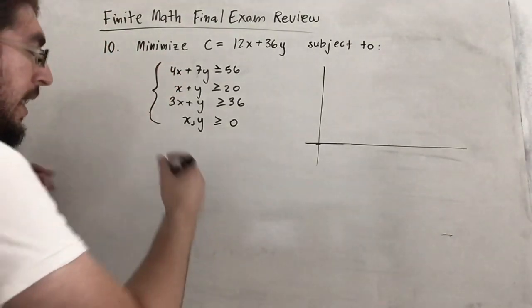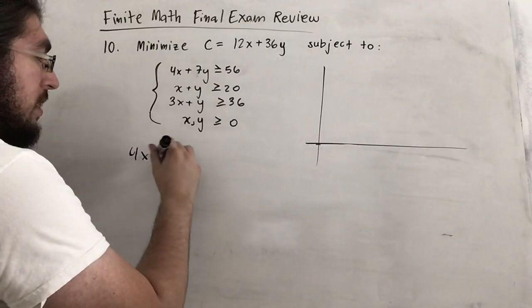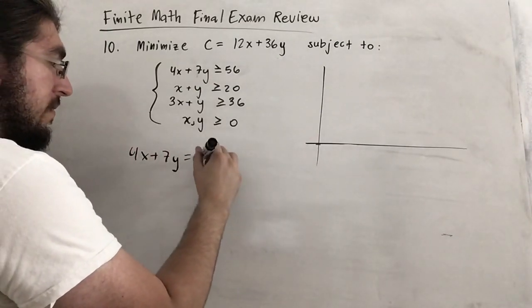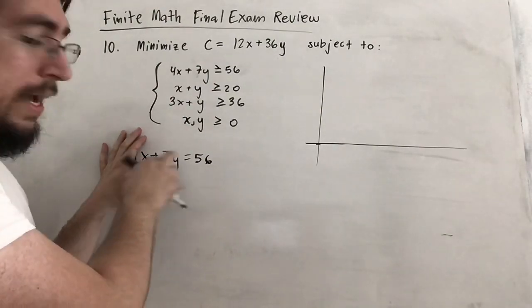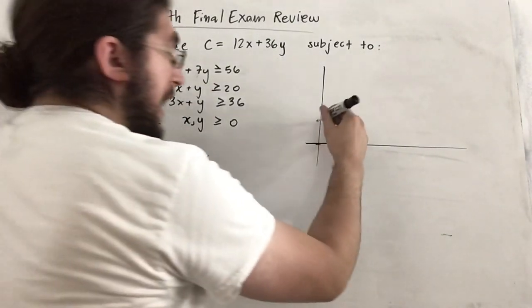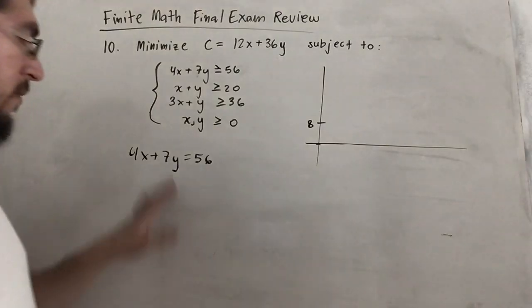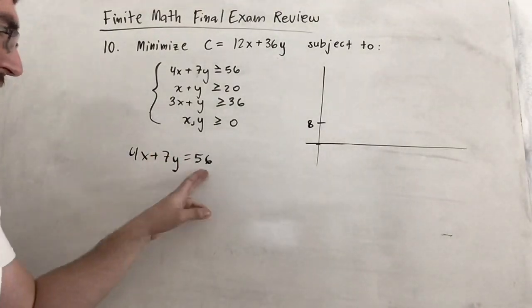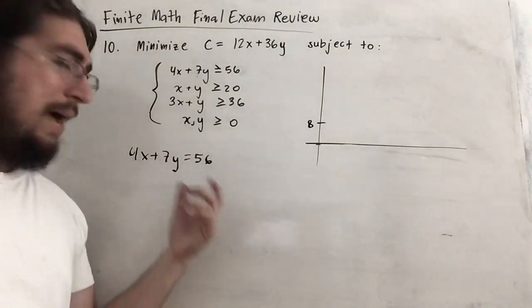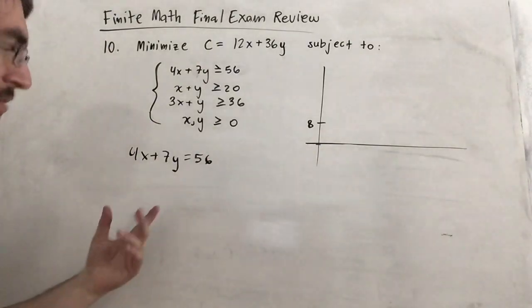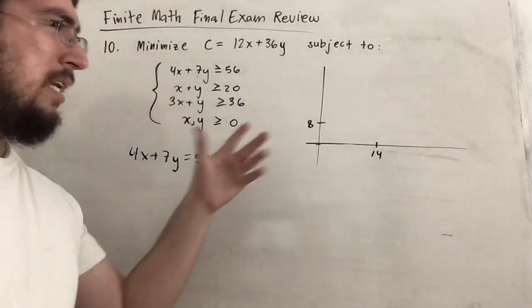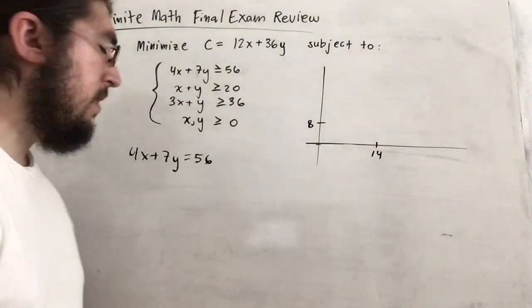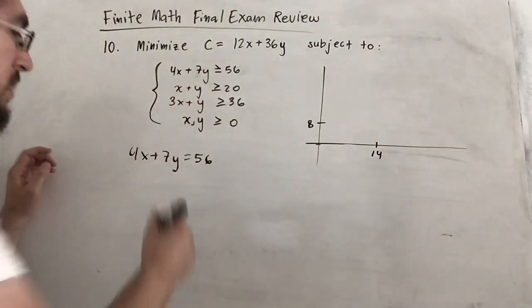So to find these lines, let's take a look at 4x plus 7y is equal to 56. If you cover x to get the y-intercept, you'll get y is 56/7, which is 8. If you cover y to get x, let's see, 56/4, half of 56 is 28, and half of that is 14. There's going to be 14. I'm trying to be to scale, but it's going to be hard because we have a lot going on here.